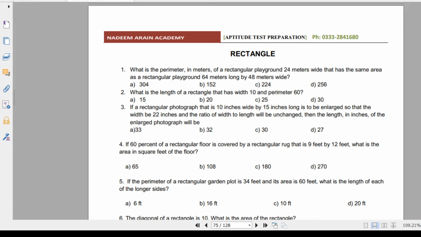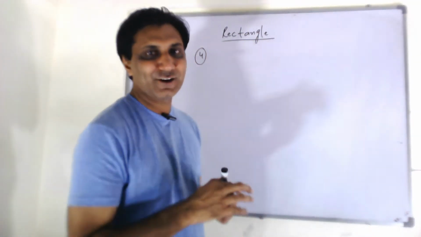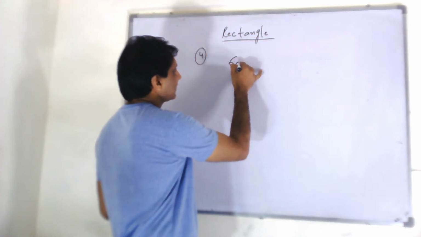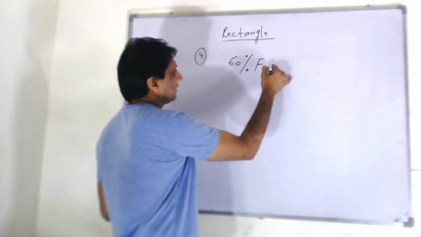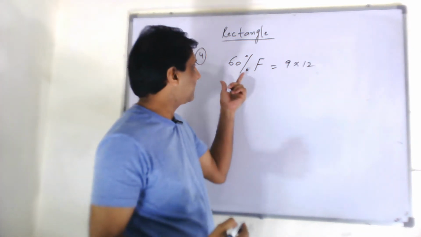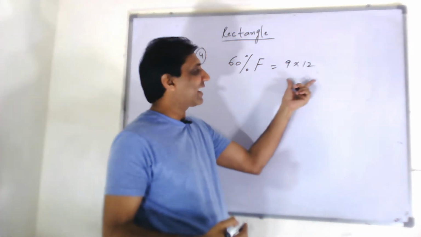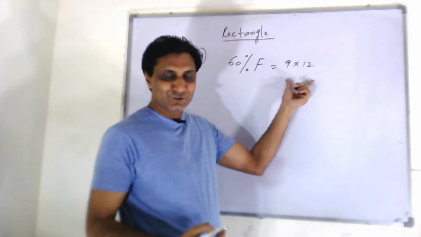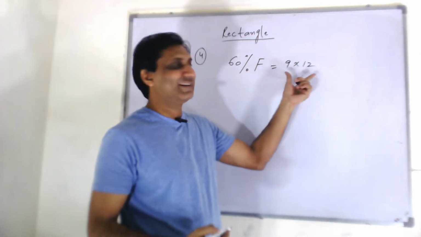Question number 4, rectangle. If 60% of a rectangular floor is covered by a rectangular rug that is 9 feet by 12 feet, what is the area in square feet of the floor? So 60% of the floor is covered. 60% of the floor is rug, that is 9 by 12. So the 60% area of floor is equal to this.